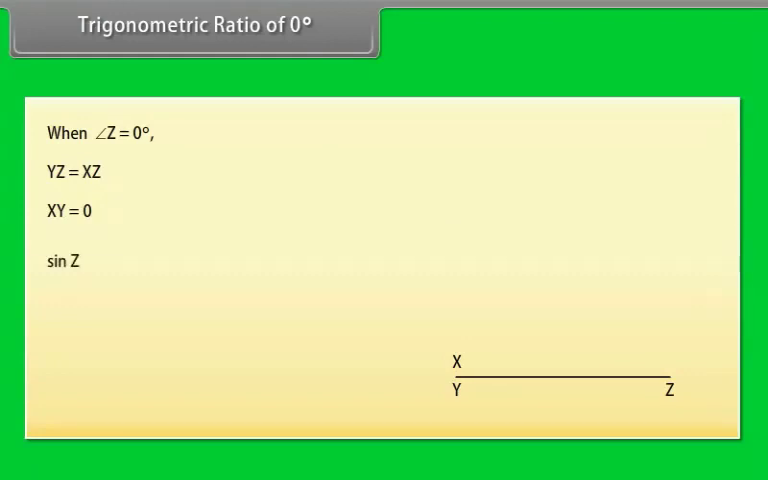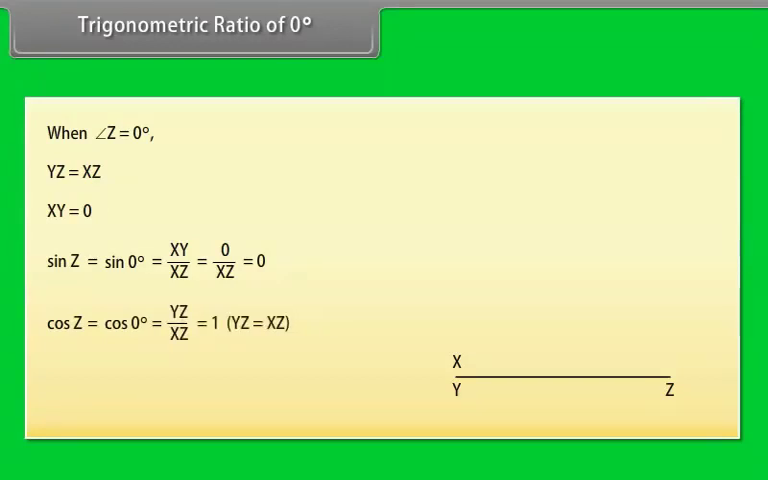Sin Z is equal to sin 0 degree, which is equal to XY upon XZ, which equals 0 upon XZ, which is equal to 0. Cos Z is equal to cos 0 degree, which equals YZ upon XZ, which equals 1, as YZ is equal to XZ. Tan Z is equal to tan 0 degree, which equals XY upon YZ equals 0 upon YZ, which is equal to 0. Trigonometric ratio of 90 degree.